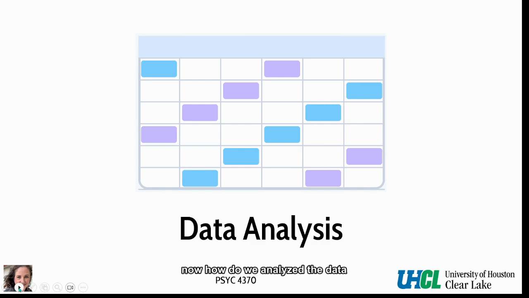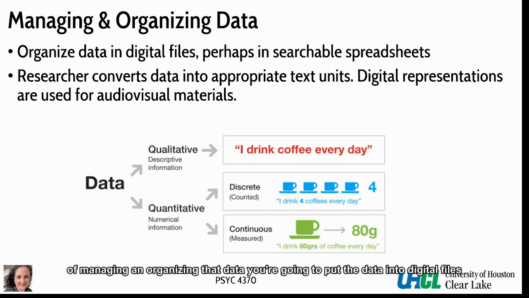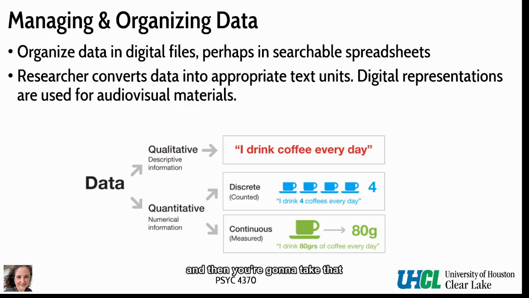Now, how do we analyze the data? First, you've got to have a very, very good way of managing and organizing that data. You're going to put the data into digital files, and more than likely in this day and age, it's going to be some sort of searchable spreadsheet. And then you're going to take that data and convert it into some sort of text unit. We also use digital representations when it's audio-visual material.